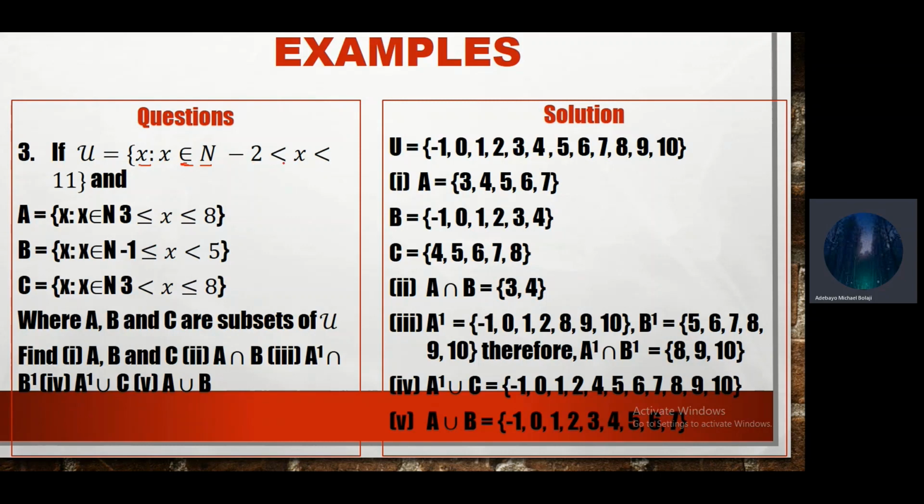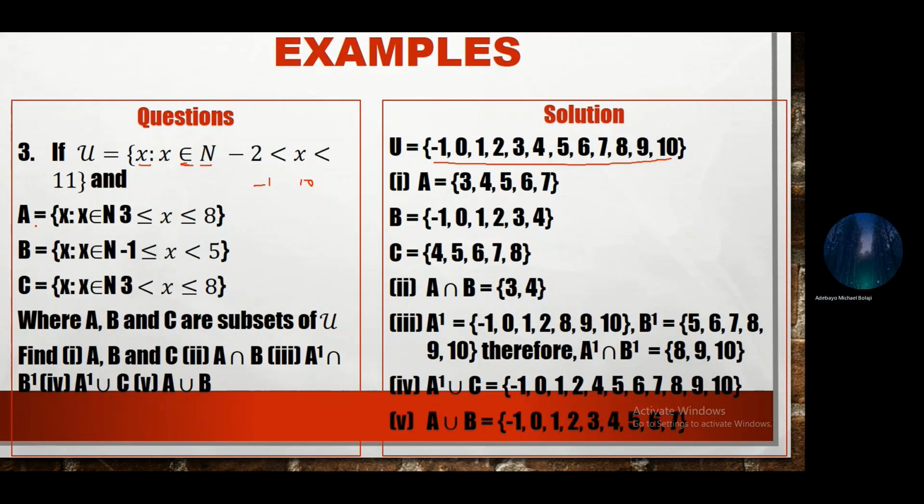You can see there is no equal to here. So because there is no equal to here, X doesn't start from -2. Instead, it starts from -1. And you see there's no equal to here also, so it stops at 10. So X has values ranging from -1 to 10, and that's why we have the values of our universal to be this. Is that okay?